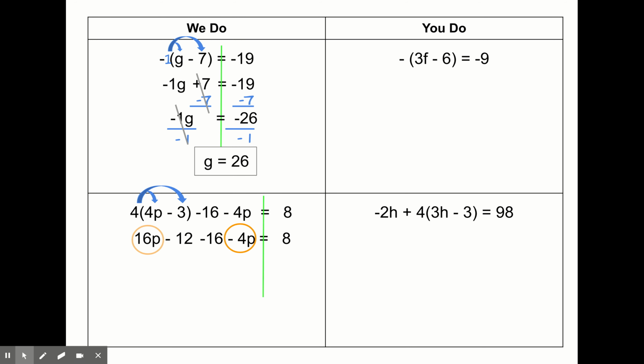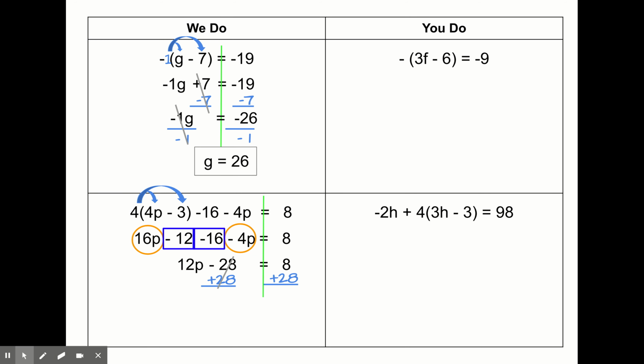My next step is to combine like terms. 16p minus 4p. Remember to circle the operation out in front. We get 12p. If I then go ahead and box in my constants, I get negative 28. That equals 8. We're almost done. Hang in there. This is a long problem. To undo subtracting 28, we're going to add 28. I got ahead of myself. We're going to add 28 to both sides.